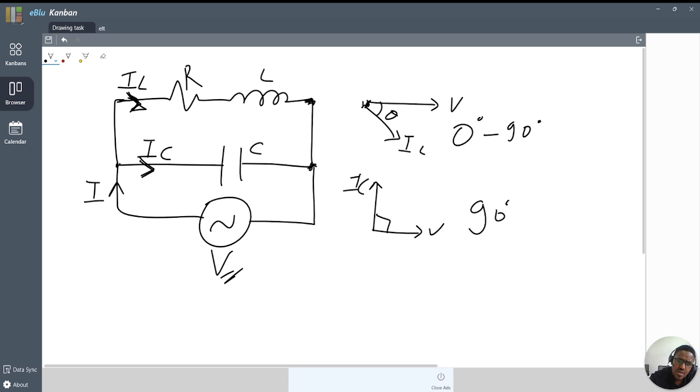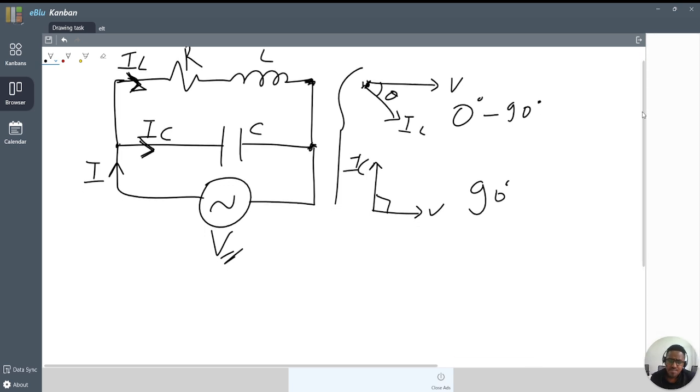So when you superimpose both, that means that is a phasor diagram. The x-axis is our voltage, the y-axis on the positive side is IC, and on the negative side is IL sine of theta. So at our resonant frequency, the reactive current becomes 0.